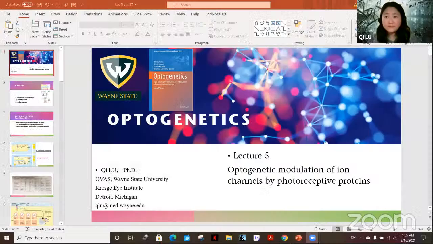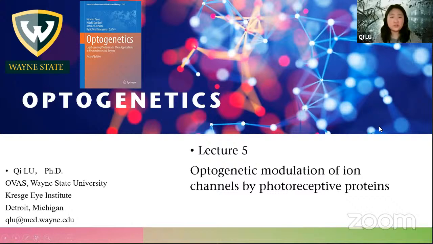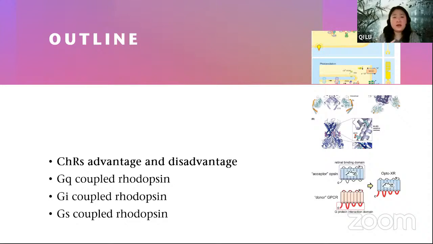Today is lecture 5. In this lecture, I will mention a little bit of the advantages and disadvantages of channelrhodopsin. Then I'll talk about some examples of opsins that can couple with GQ, GI, or GS. Then I'll mention genetic engineering that combines the G-protein coupled receptor with the cytosolic part of the sequence, changed to the opsin, to generate a new chimera that can be activated by light rather than the previous ligand of the G-protein coupled receptor.